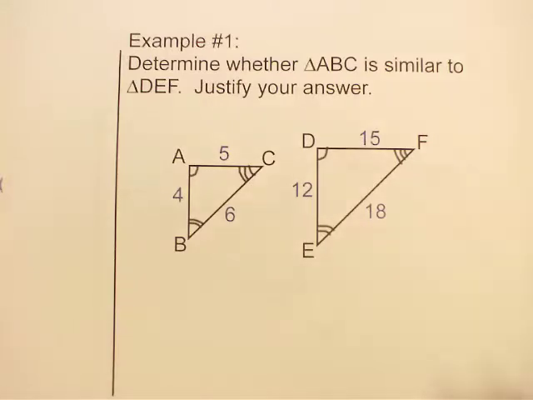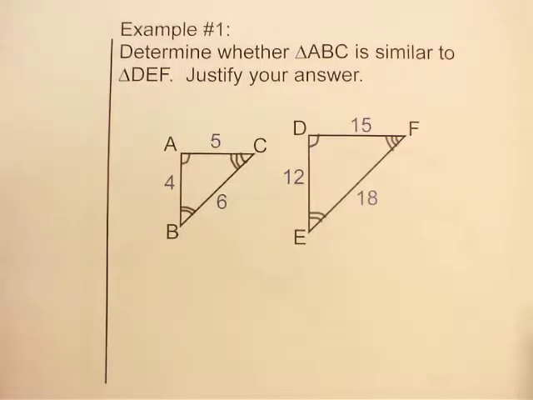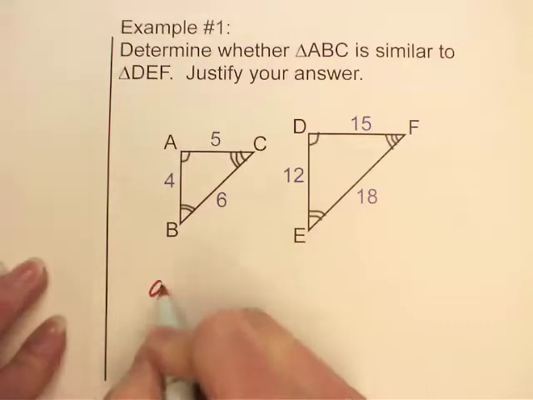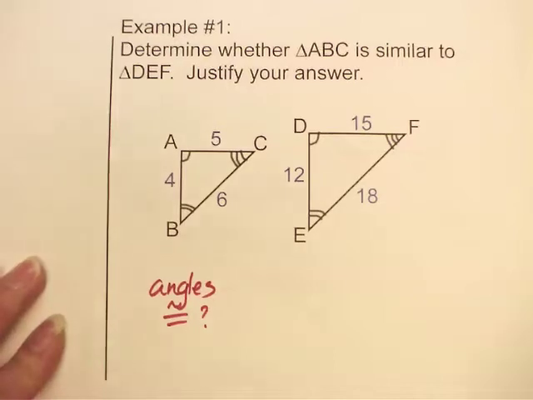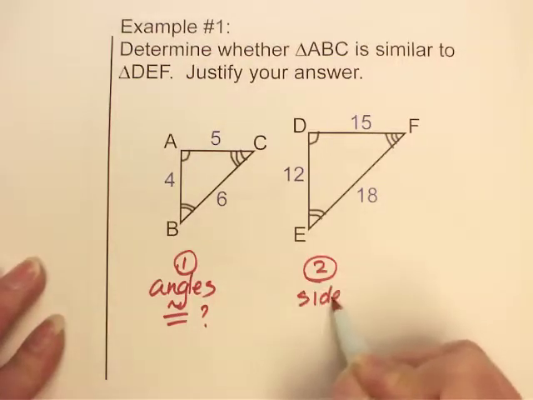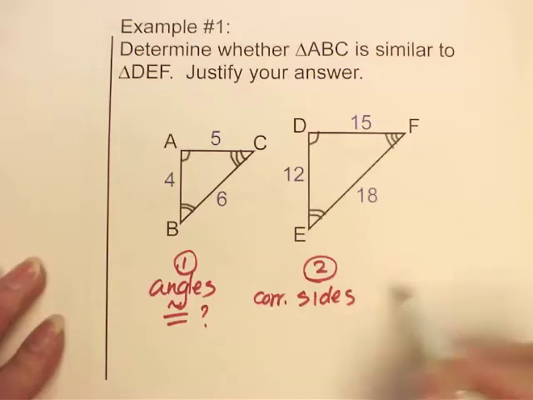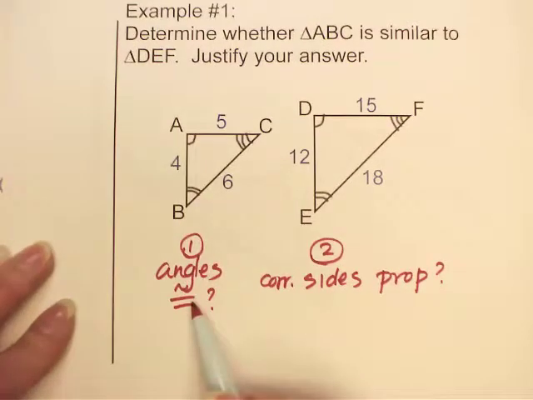Now keep in mind that based on that definition of similar figures, two things must be satisfied. There are two conditions. Number 1, are the angles congruent? That's the first condition we have to satisfy. Secondly, are the corresponding sides proportional? That's our second condition. So let's check. Are the angles congruent?